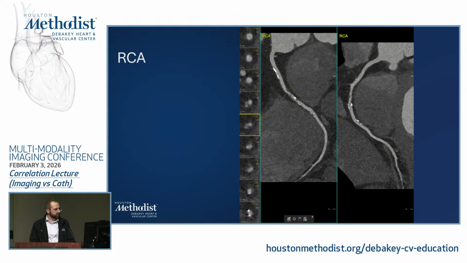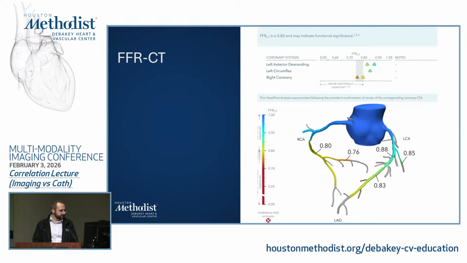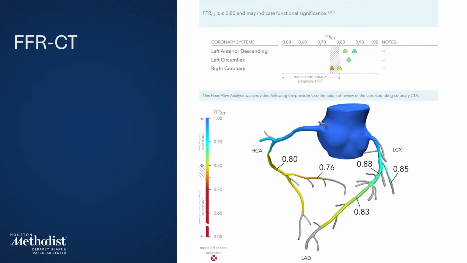So the next step was to look at the FFRCT. The FFRCT coded positive in the RCA, 0.8 in the mid segment, 0.76 in the distal segment. It didn't call anything in the circ or the LAD hemodynamically significant. So now, who thinks we're going to find significant disease on the coronary angiogram? We can vote by raising hands.